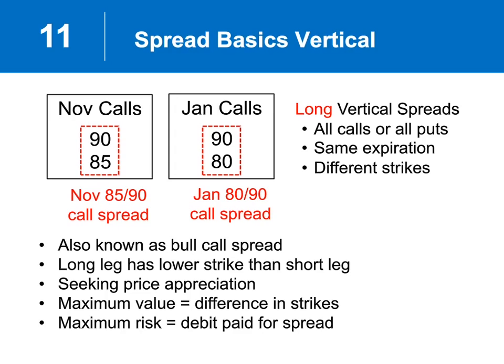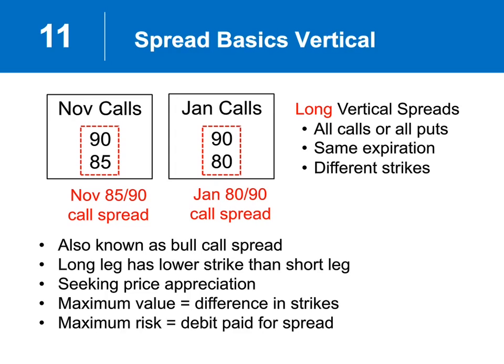In this example of a long vertical call spread, for the November category, we would buy the November $85 call and sell to open the $90 call. This is also known as a bull call spread, and the long leg has a lower strike than the short leg. We are seeking price appreciation with a vertical call spread. The most this vertical spread will ever be worth is the difference in strike prices. So in our November example, this is a $5 bull call spread.